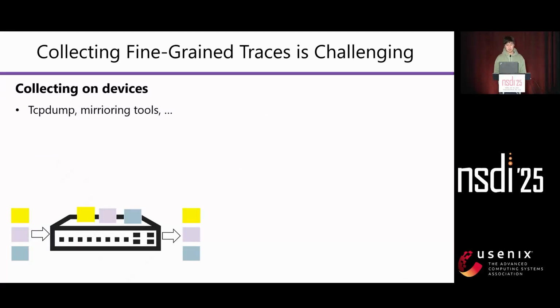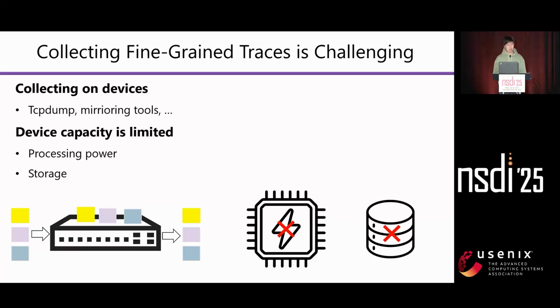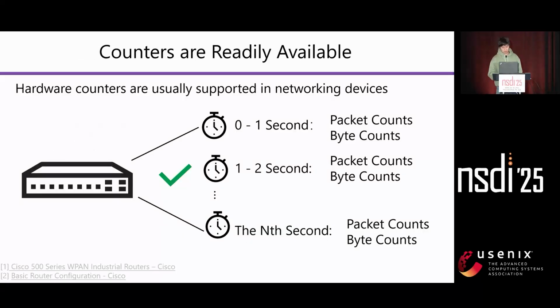However, collecting fine-grained traffic is challenging. We can use tcpdump or some mirroring tools to capture packet-level data on devices, but in practice, the limited processing power and the storage capacity of devices make it hard to support such detailed capture. As a result, fine-grained traces are rarely available at scale.